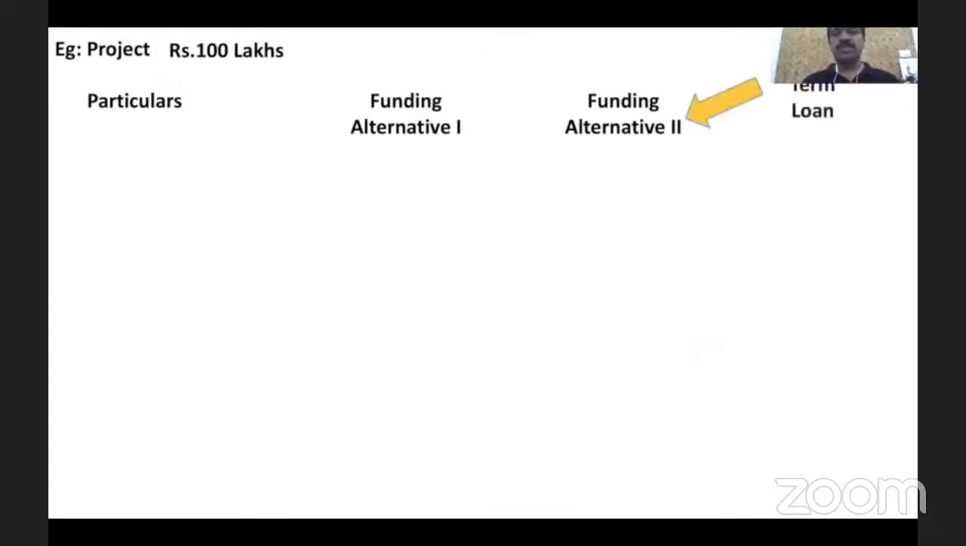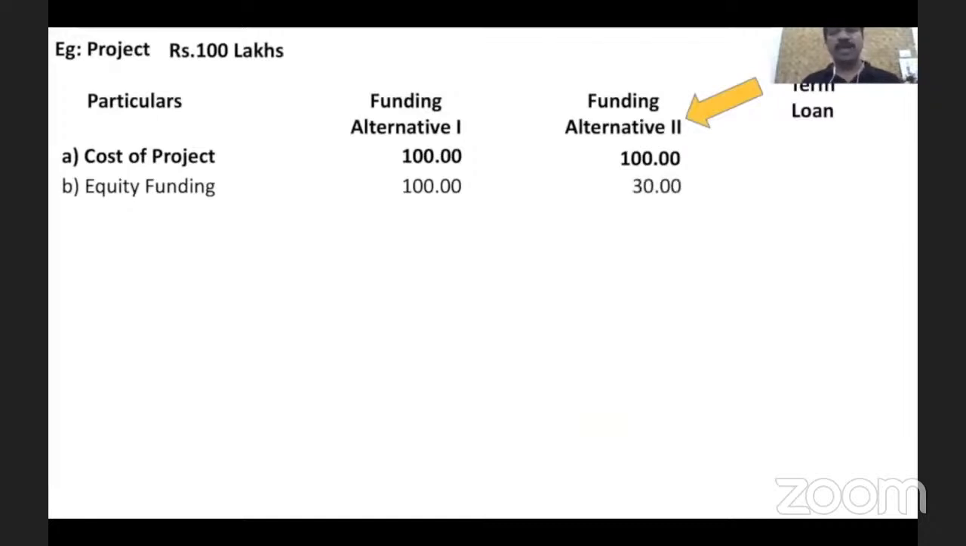So this is a scenario where I'm going to fund with a bank loan. So what is the cost of project? We know in both scenarios it is 100 lakhs. In first scenario, I'm fully funding the project with my own money. So I say this is equity funding. Whereas in the second scenario, only a portion of the project is funded by me. That is, out of 100 lakhs, only 30 lakhs is funded by me. It means in the second scenario, I'm going for a debt funding. That is, I'm going for a debt funding of 70 lakhs.